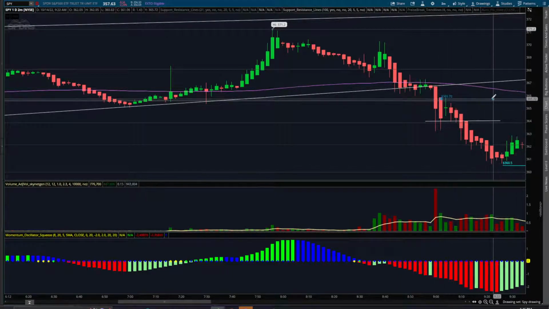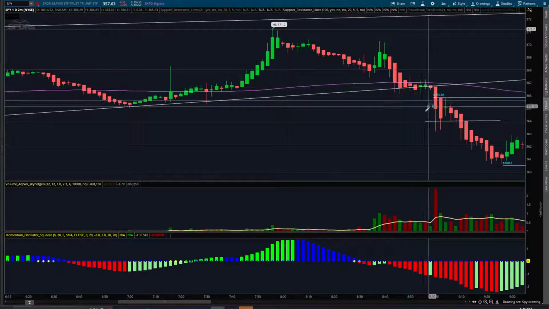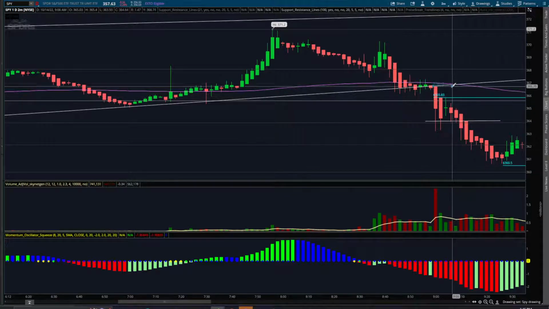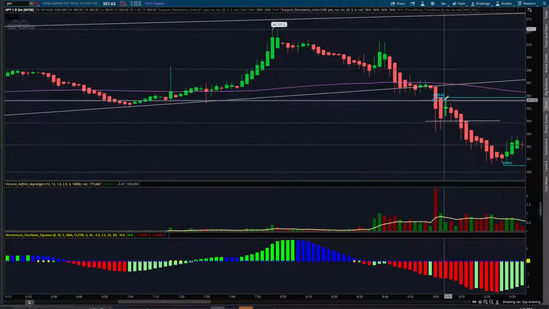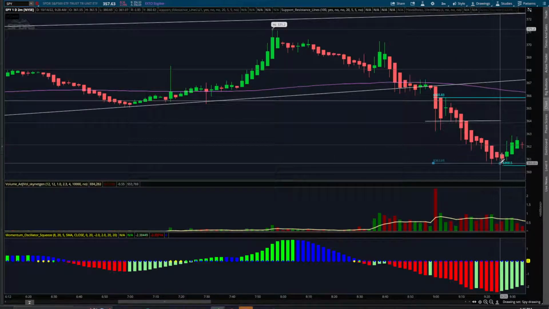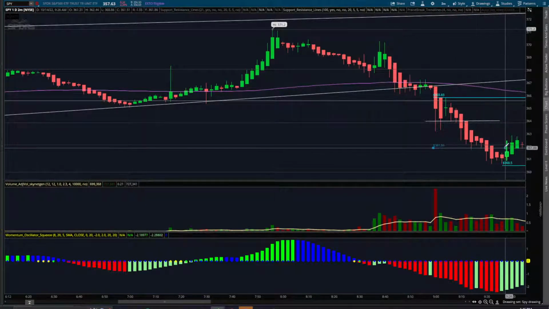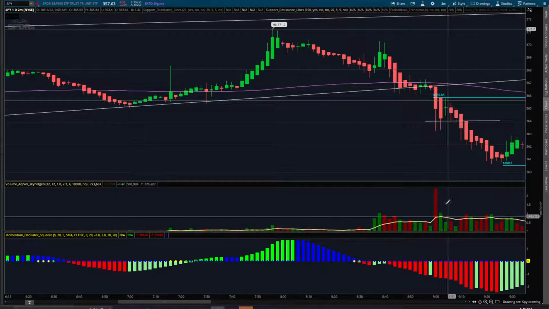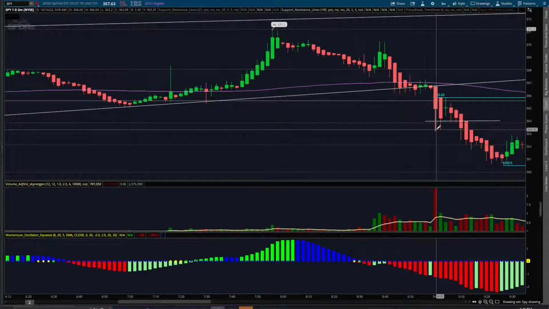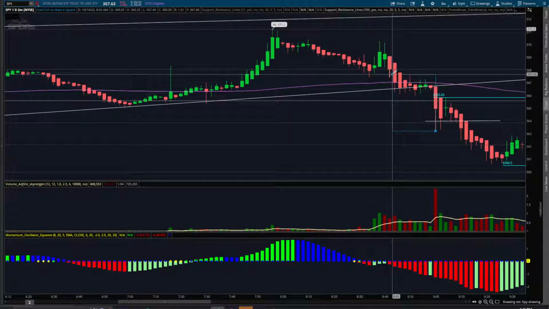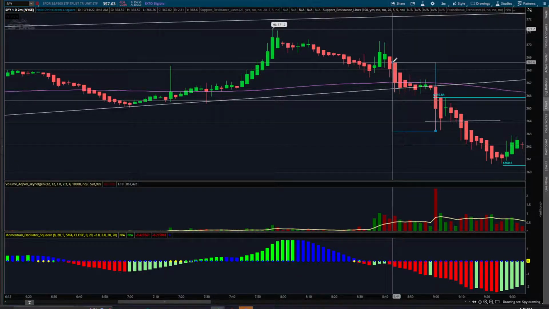So this would be our first entry. Again, stop loss above that flat top. You can see we never got above, right? And we continue down. And remember, by this point on the 10-minute, we have a flat bottom. We have this right here. Where's 840?